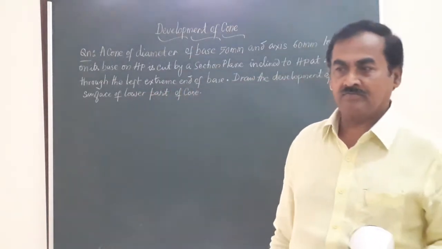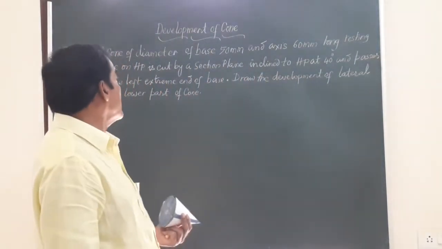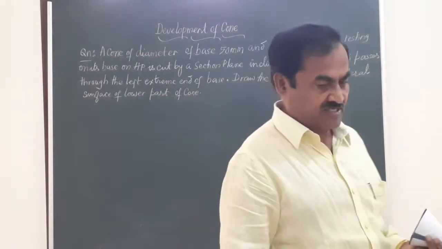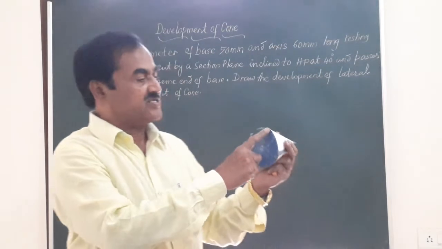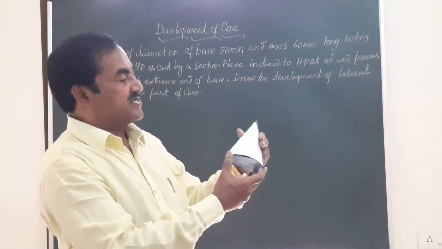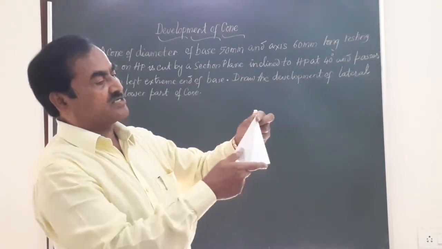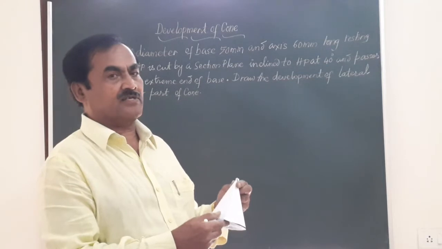A hearty welcome to today's session on the development of the lateral surface of a cone. Friends, a cone has a circular base and the apex, the highest point on the base is the apex, and it has got a curved periphery.